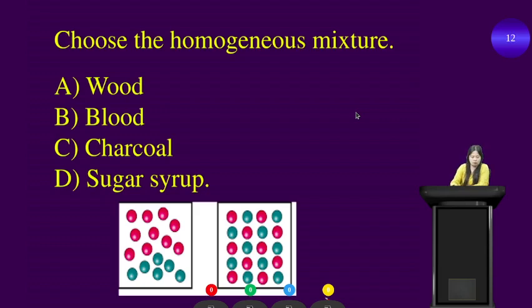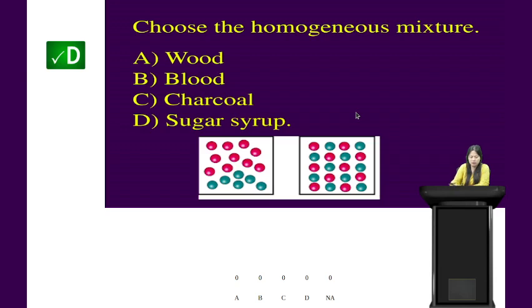Choose the homogeneous mixture. Option A is wood, option B is blood, option C is charcoal and option D is sugar syrup. So when we look at the options, wood is not a homogeneous mixture, blood is also not a homogeneous mixture, it consists of RBCs, WBCs, platelets. Charcoal is also not a homogeneous mixture, but sugar syrup is. So our correct answer will be option D, sugar syrup. Very good students.